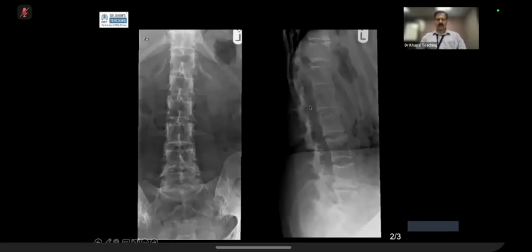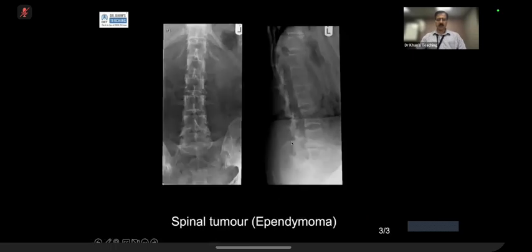Now, if you look, the pedicles are not visualized. And here the pedicle is visualized, here the pedicle is visualized, here they are not visualized. Why are they not visualized? Because they are eroded, they are compressed, they are thin. And because of this, the X-ray beam sort of passes through them, giving you this false impression as if they are absent. Actually, they are thin. So this is an intraspinal tumor.